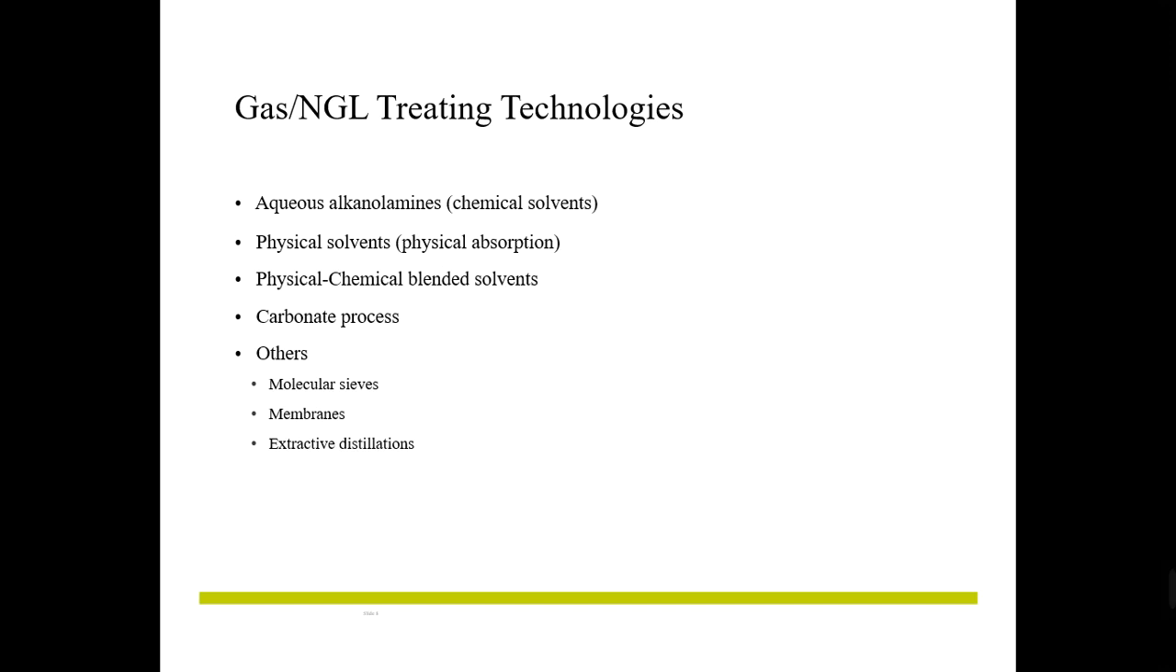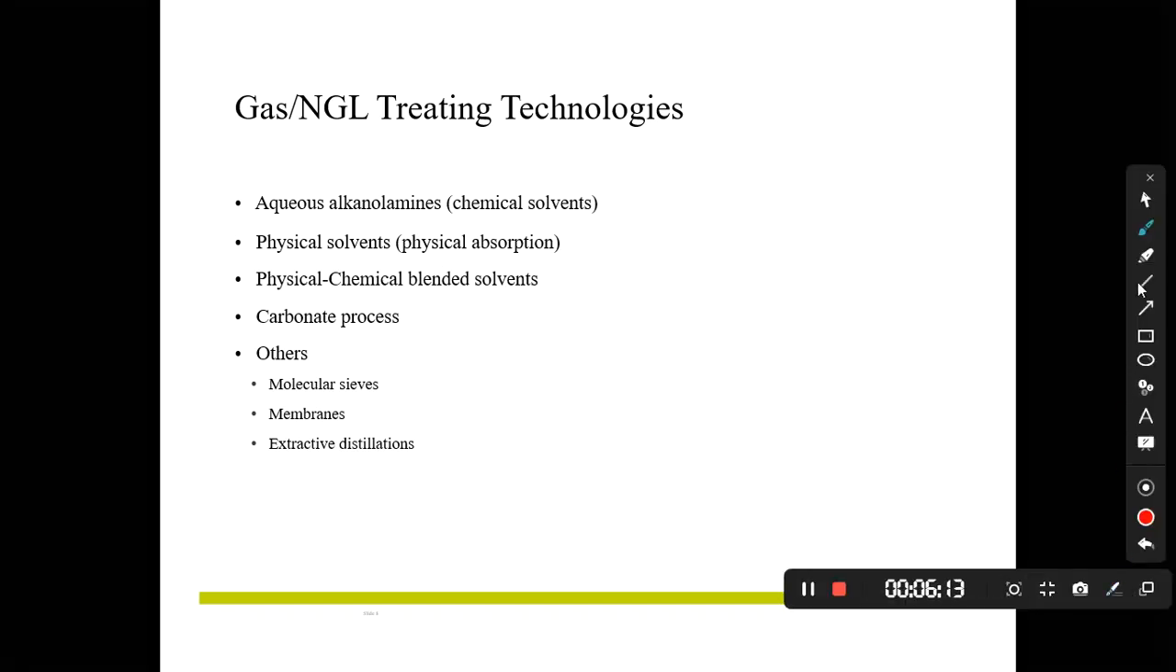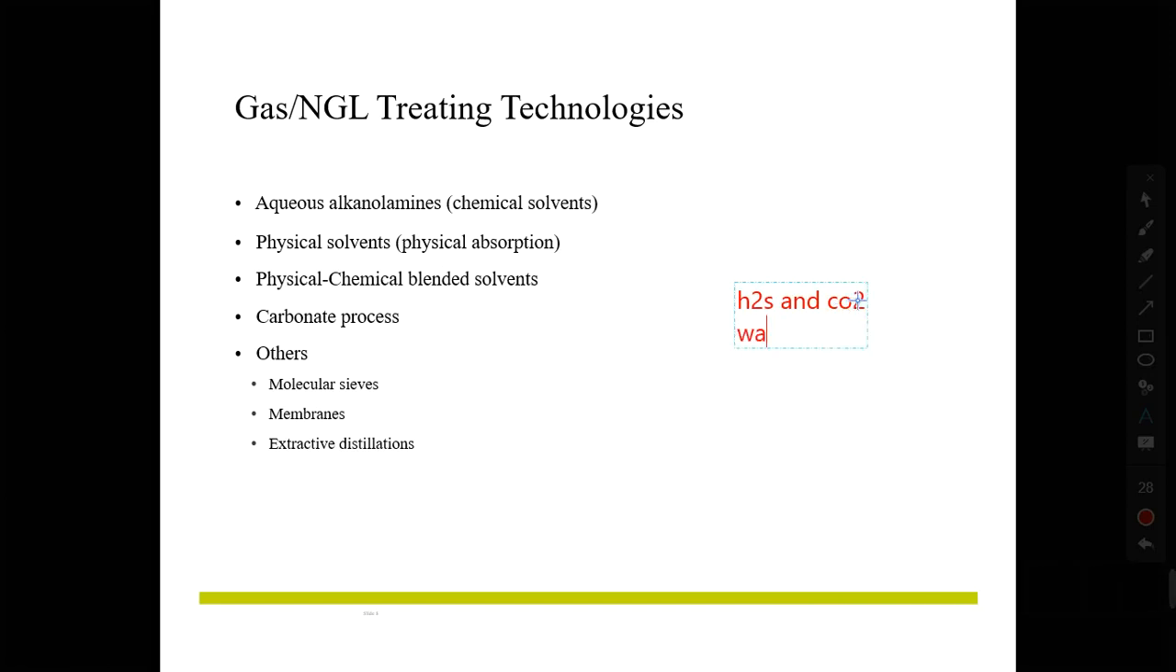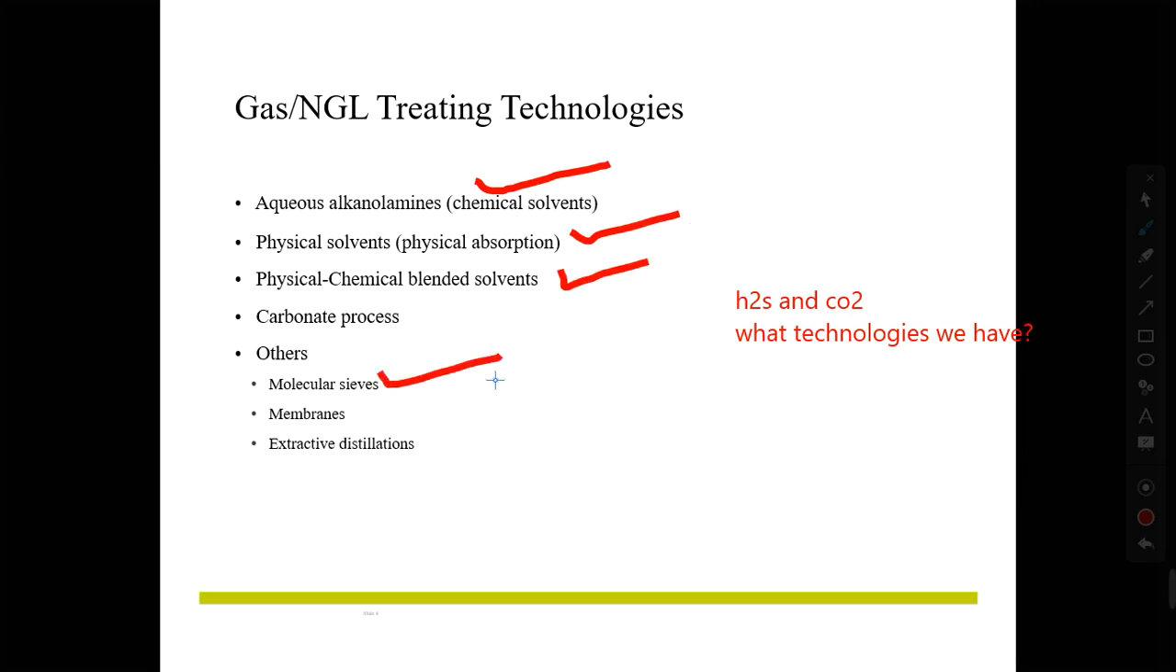So what kind of technologies do we have to remove H2S and CO2? We have chemical solvents that can do our job. We have physical absorption methods. We have physical-chemical blending methods. We have molecular sieves and membranes. So we have so many options.